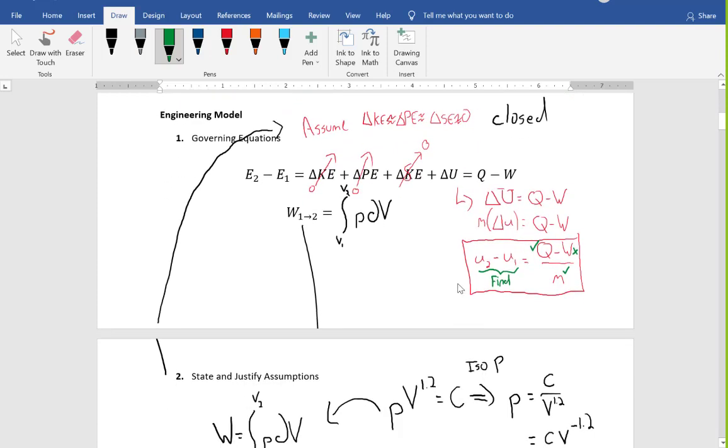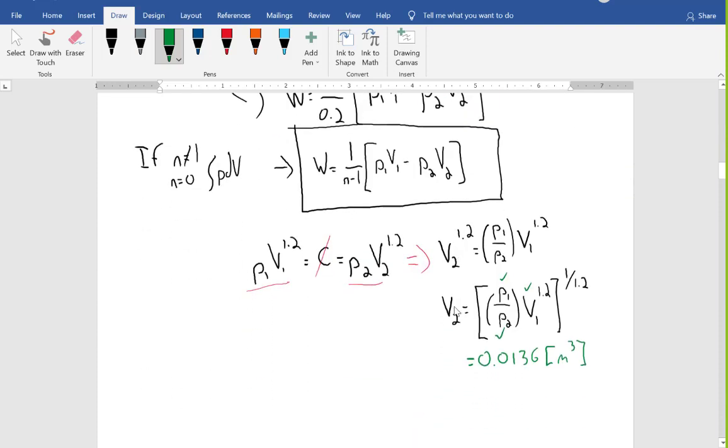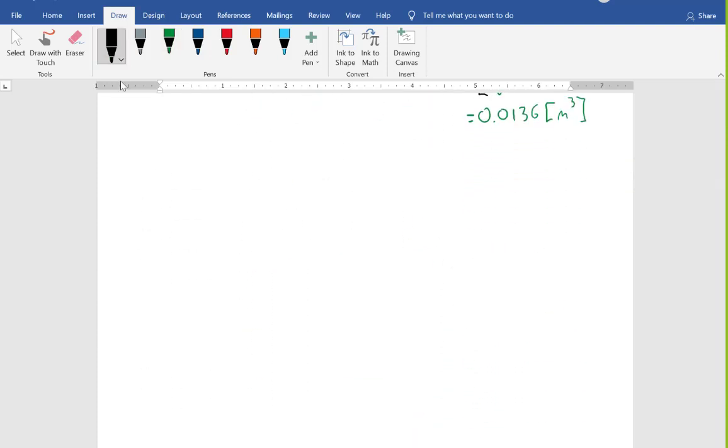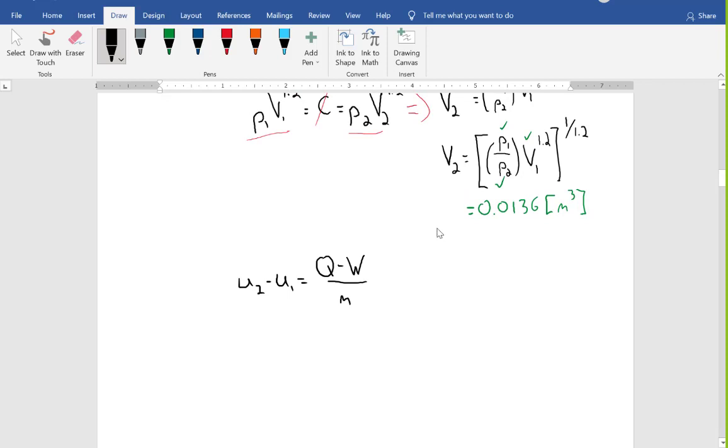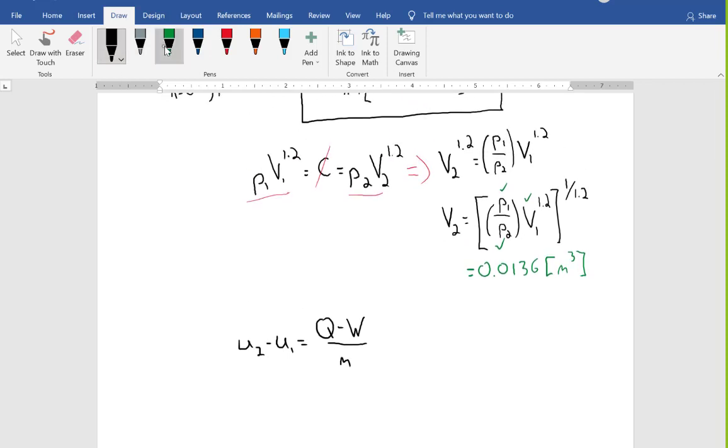So now I want this equation here. I've got to remember little u2 minus little u1 is equal to q minus w over m. So now I've got little u2 minus little u1 is equal to q minus w over the mass. Oh, but I still don't have the work, do I? So I was jumping the gun here. If I did the accounting on this problem, I do know the heat, I do know the mass, but I still don't know the work.